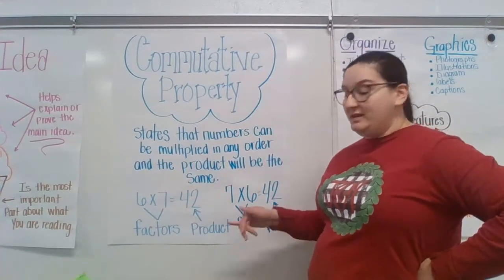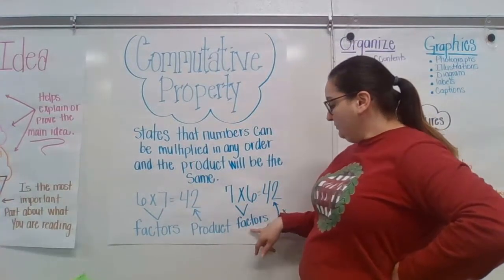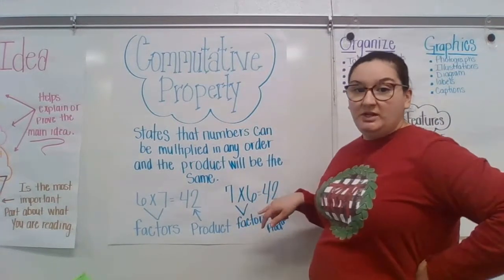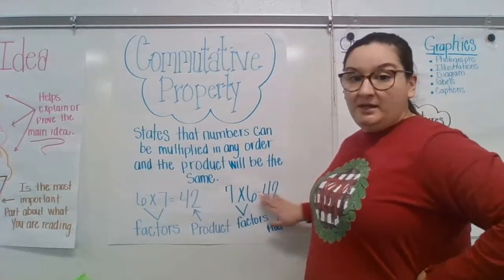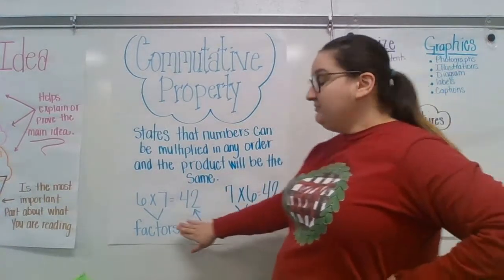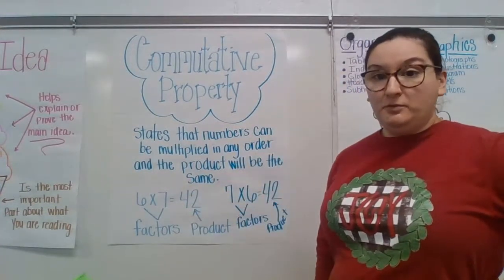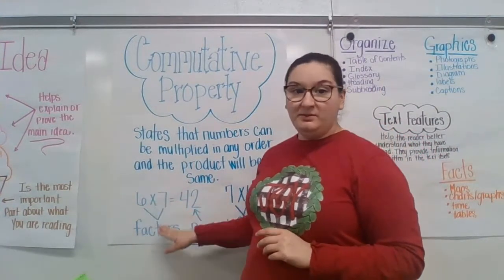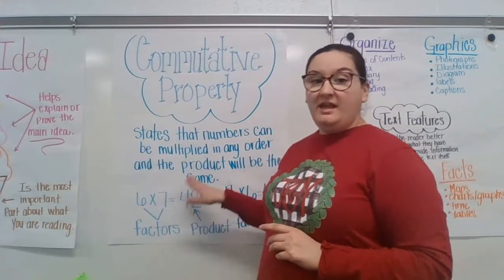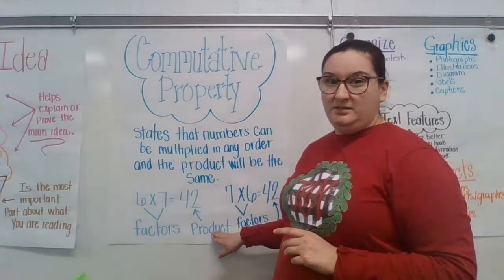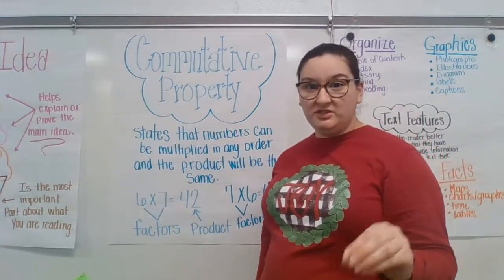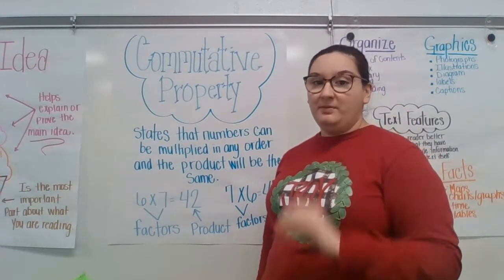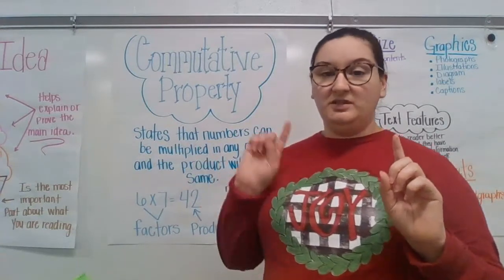So 6 times 7 equals 42. I can still get the same product if I multiply 7 times 6 equals 42. So if you notice, the products are the same, but my factors are in a different order. Once again, the numbers that we multiply are called factors, and they equal a product. Say that with me: factors are what we multiply to equal our product.